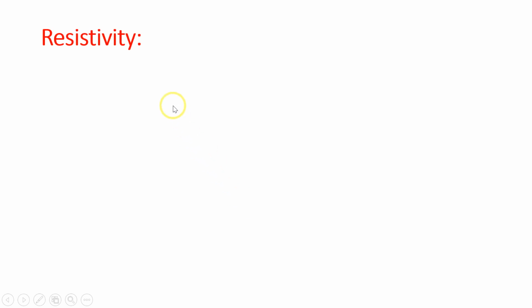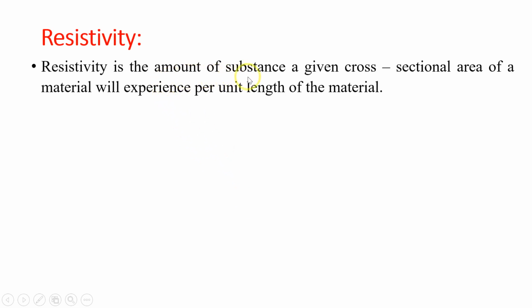Now what is resistivity? Resistivity is the resistance that a given cross-sectional area of a material will experience per unit length of the material. Mathematically we can write resistivity is equal to the product of resistance and area over length. Its unit is ohm meter.